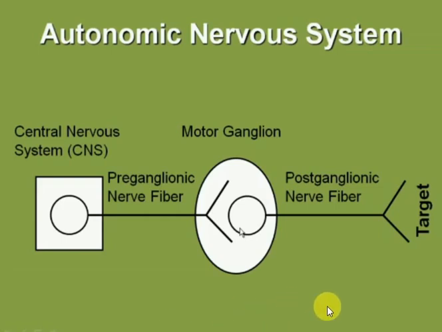Now we come to the various parts of the autonomic nervous system. The autonomic nervous system is divided into two parts: the sympathetic nervous system as well as the parasympathetic nervous system. These are two different divisions of the autonomic nervous system, and we'll discuss them in the next video.